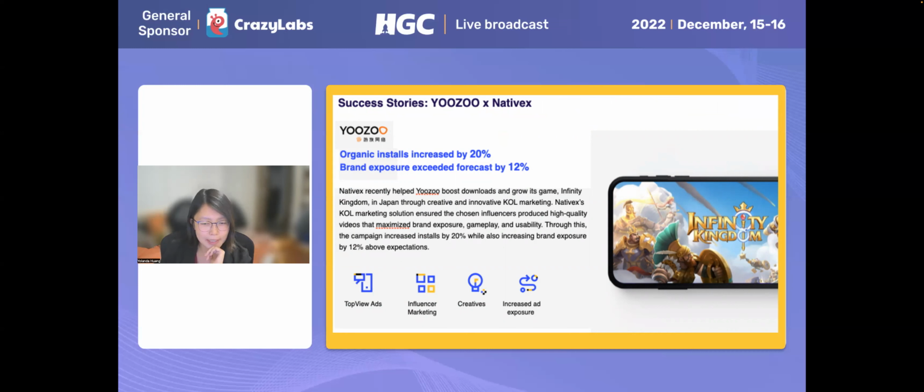So one thing to note here is that this 12% is not the uplift as compared to before. Yeah, this is the extra than the client's expectation, which was already a very, very good KPI, but like very good result to achieve. So we can't really disclose how much in the end it is, but it's just even exceeding the expectation. So that's for organic installs.